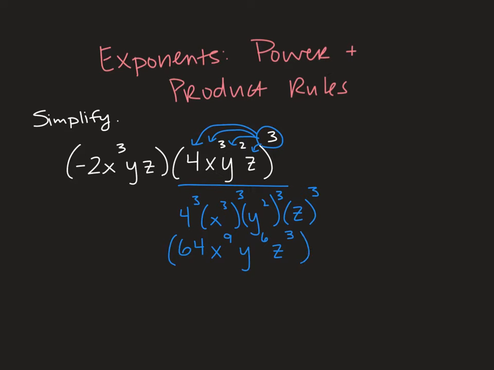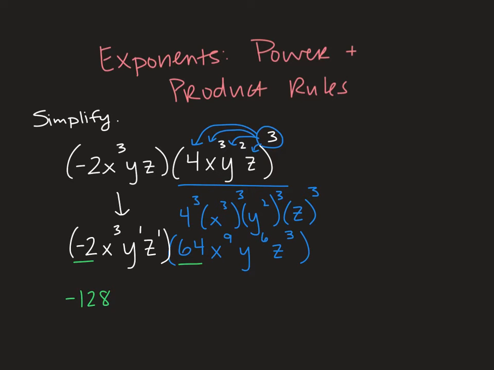So that is this expression here, the second part. The first part, we can't really do anything with yet, so I'll just bring it down. So we still have a negative 2, x cubed, y to the first, and z to the first. I'll put those ones in there just so we can see them. All right, then we're going to use our product rules. And I'm going to multiply negative 2 times 64. That'll give us negative 128.